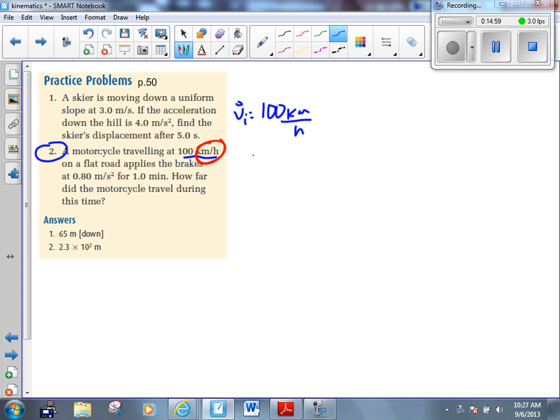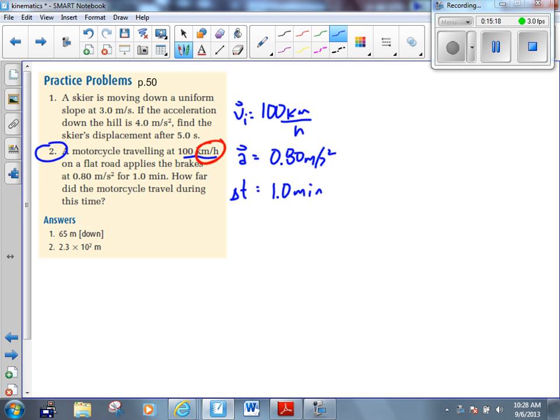I see something as 0.80 meters per second squared, and I see something as 1.0 minutes. Tell me what the 0.80 meters per second squared is. Good. That's the acceleration, and this one's going to be the time, right?